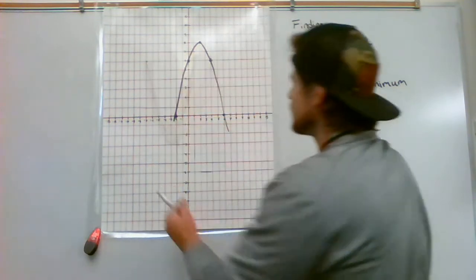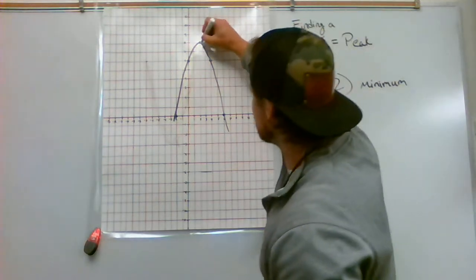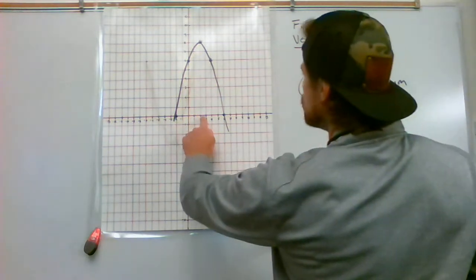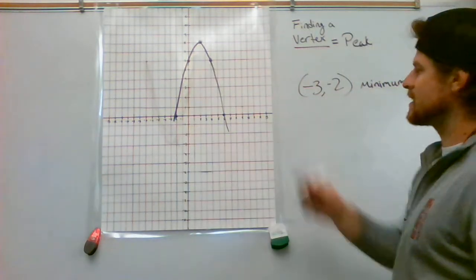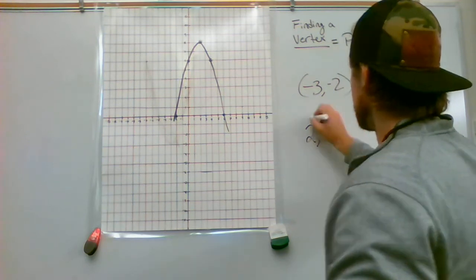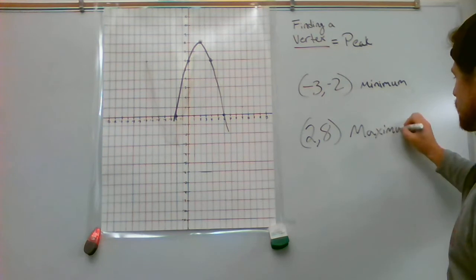But the vertex is the same. It's the highest or the lowest point. Here, it's the highest point. So I'm going to mark that, and it is at 2, 8. So for this one, our vertex is at 2, 8. And instead of a minimum, it would be a maximum.